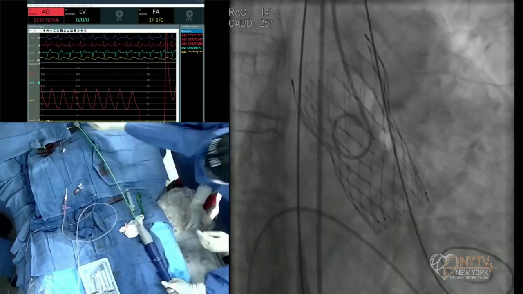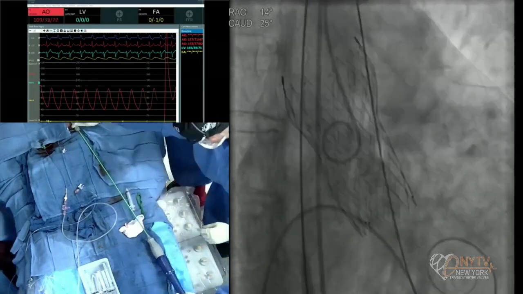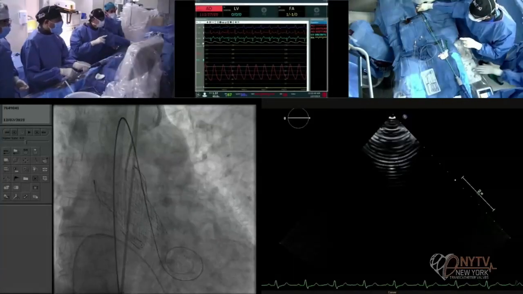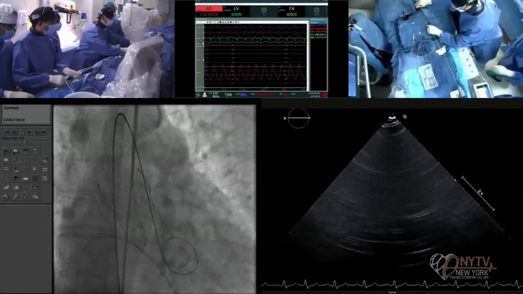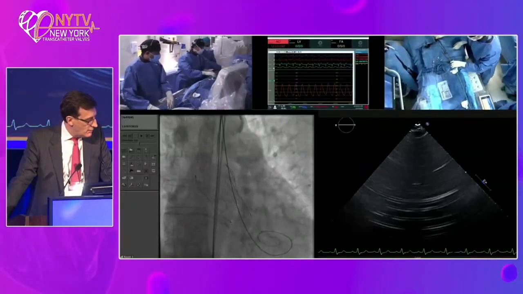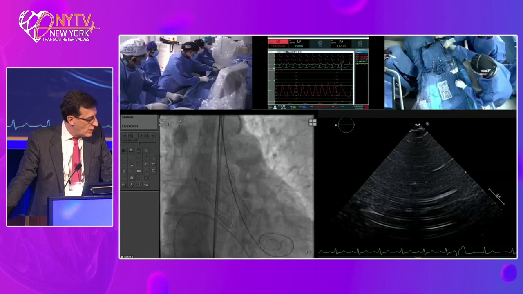Okay, let's walk this out. Let me hold the sheath. One second, then we'll exchange with a pigtail. All right, any comments from the panel? Okay, now I'll answer your question, sorry.